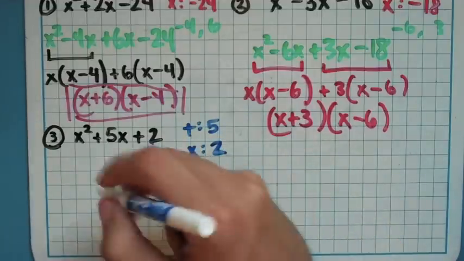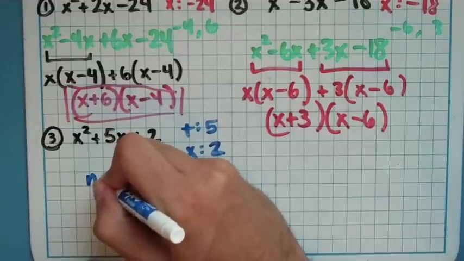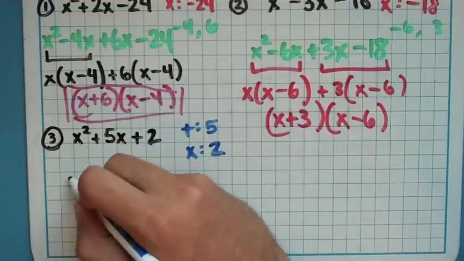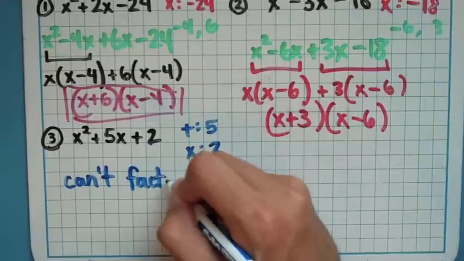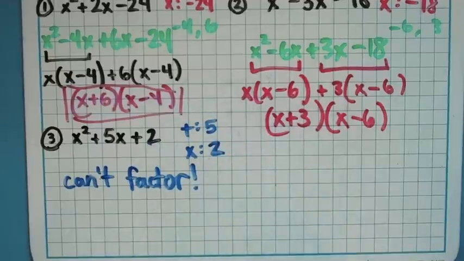If there are no magic numbers, that means that you can't factor it. So, not everything's going to factor nicely. If there are no magic numbers, it just can't be factored. You leave it alone. And that is an introduction to our factoring process.